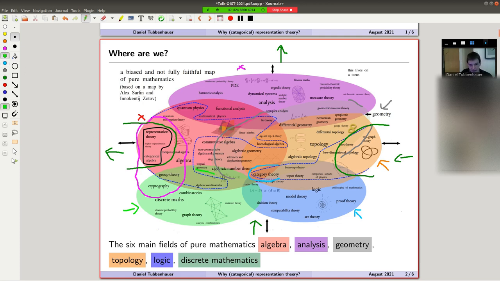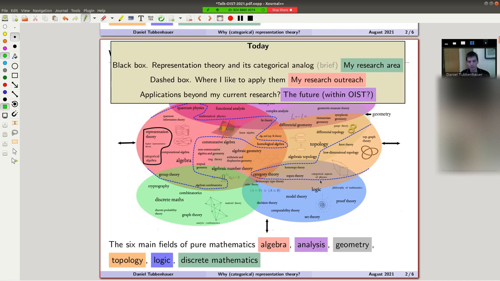So this dotted line, as we will see in a second, is basically the outreach of my research. Anyway, discrete mathematics is the study of discrete structures, and algebra is basically the study of structure itself. And our little friend representation theory, here is this little black box. That's my research area, that's what I'm going to explain.